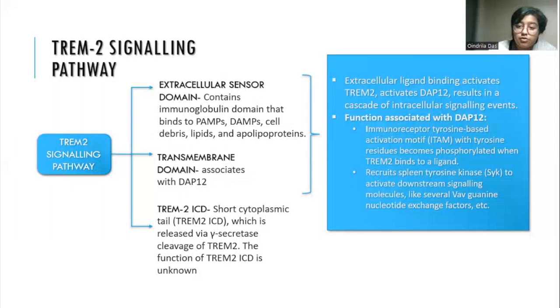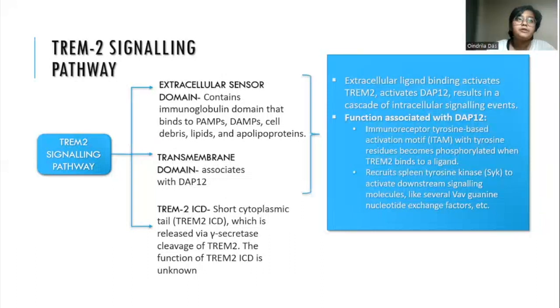So DAP12 consists of an immunoreceptor tyrosine-based activation motif, also known as ITAM. This, along with tyrosine residues, becomes phosphorylated when TREM2 binds to a particular ligand. This then recruits spleen tyrosine kinase that activates downstream signaling, along with several molecules such as guanine nucleotide exchange factors, etc.